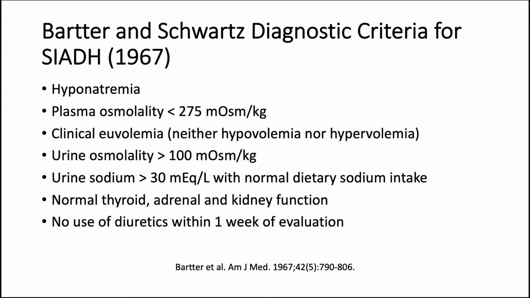Finally, normal thyroid function. Well, this is a controversial issue, but in general, severe hypothyroidism can cause hyponatremia. So we're talking about TSHs of over 50 that are associated with hyponatremia, not a TSH of 5 or 10. That's not going to do much in terms of hyponatremia. And the renal criteria also has no use of diuretics within 1 week of evaluation.